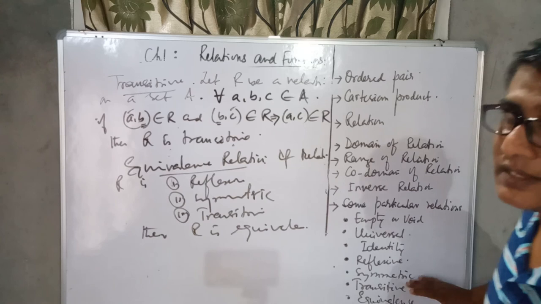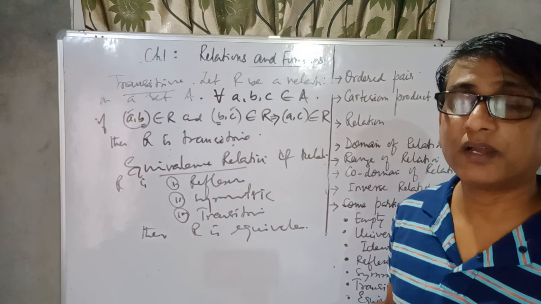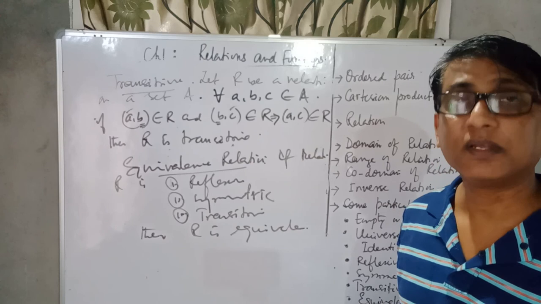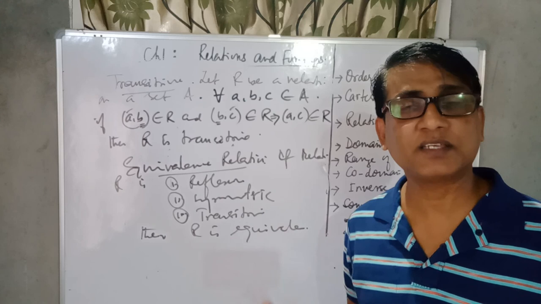These four things are related to class 12, so we have to keep these things in our mind. Reflexive is what? For all elements a belongs to A, (a, a) belongs to R. Then it is reflexive. If (a, b) belongs to R and it implies that (b, a) belongs to R, then it is called symmetric. And for three elements a, b, c, if (a, b) belongs to R and (b, c) belongs to R and it implies that (a, c) belongs to R, then we can say R is transitive.